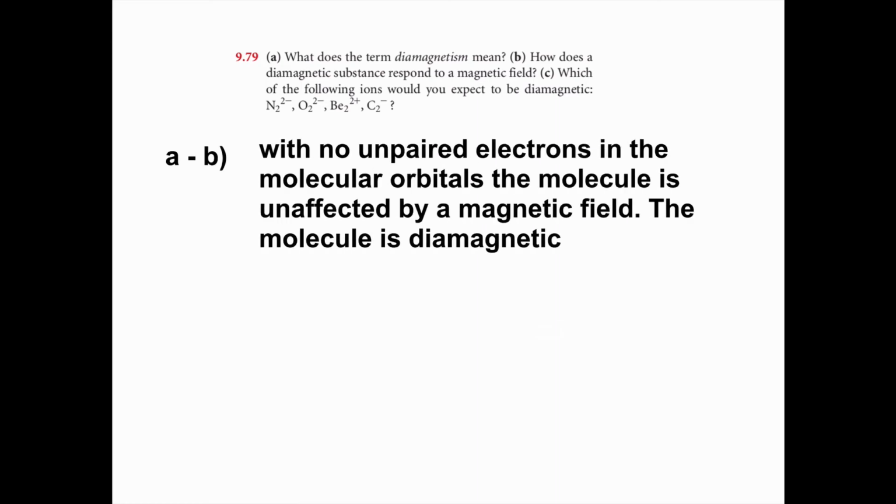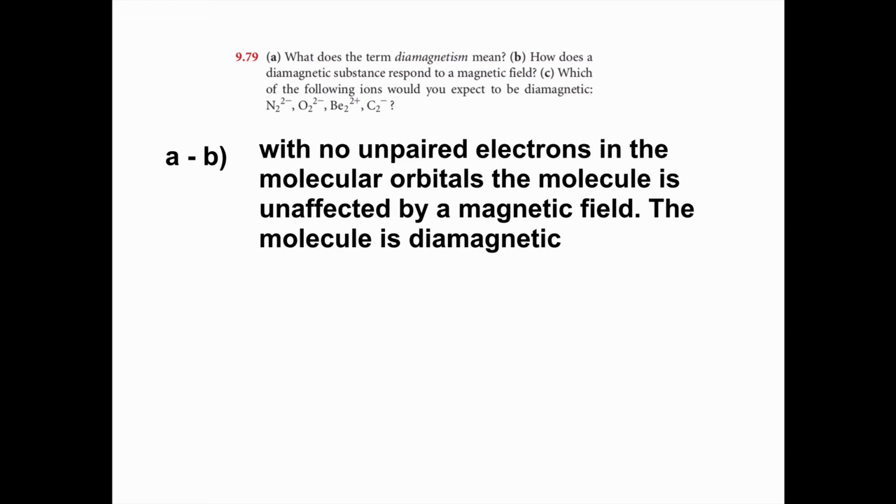Number 79, what does the term diamagnetism mean? Diamagnetism means when you have all the orbitals of the molecule paired, and this molecule would therefore be relatively unaffected by a magnetic field. Paired electrons spinning in opposite directions cancel each other out magnetically. B, how does diamagnetism of the substance... well, we answered that with A and B. C, which of the following ions would you expect to be diamagnetic?